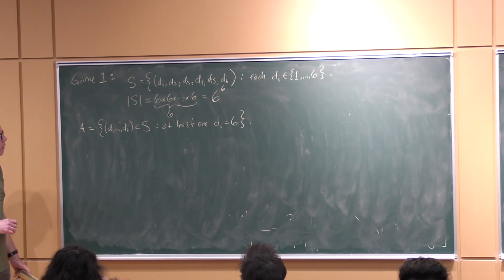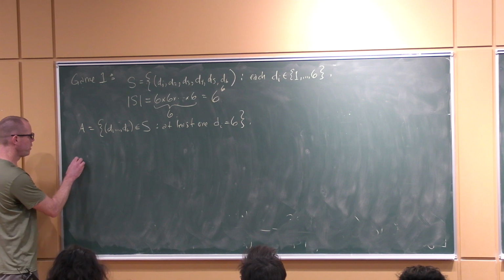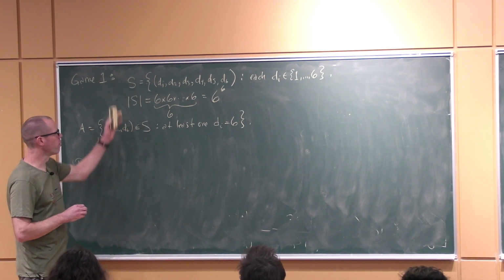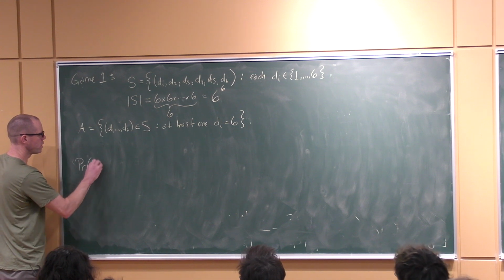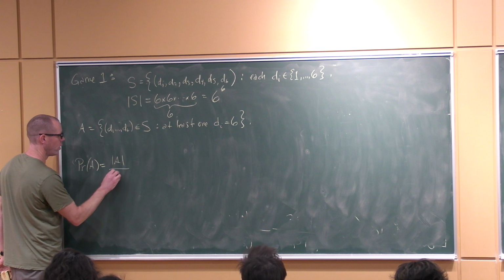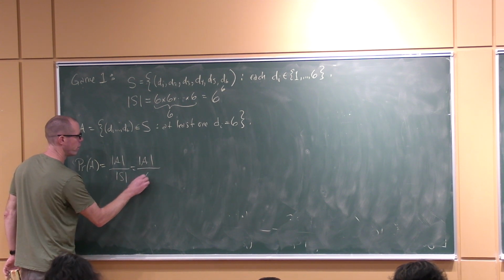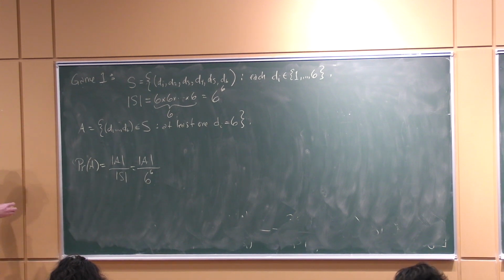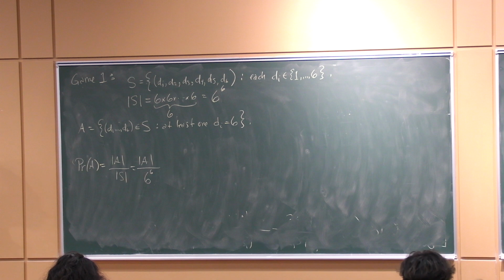Now, there's no reason to think that there's anything strange going on with the dice. So this is a uniform probability space, or there's no reason to think that it's not, which means that the probability of A is just the size of A over the size of S. So it's going to be the size of A over 6 to the 6. So I need to figure out the size of A. This is the important thing here.